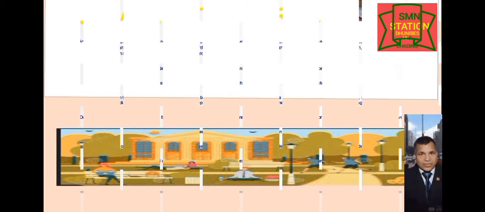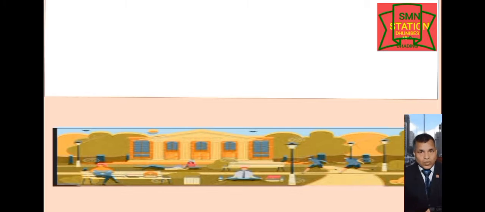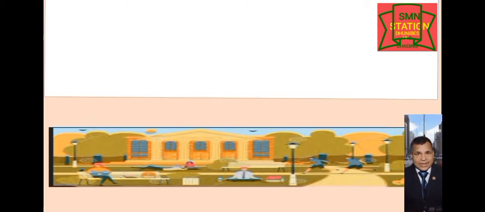Okay, now let's see the structure of communication, which includes: Number 1, two-way process. Number 2, flow. Number 3, symbols. Number 4, channels. Number 5, noise. Number 6, networks. Number 7, feedback. Okay, now let's discuss them in detail one by one.